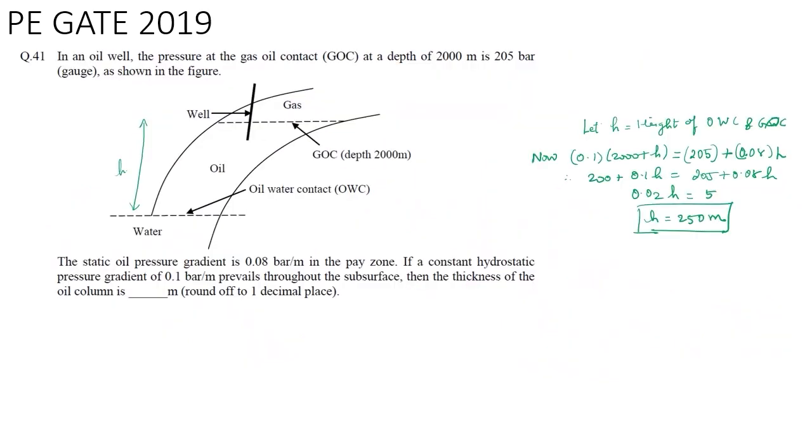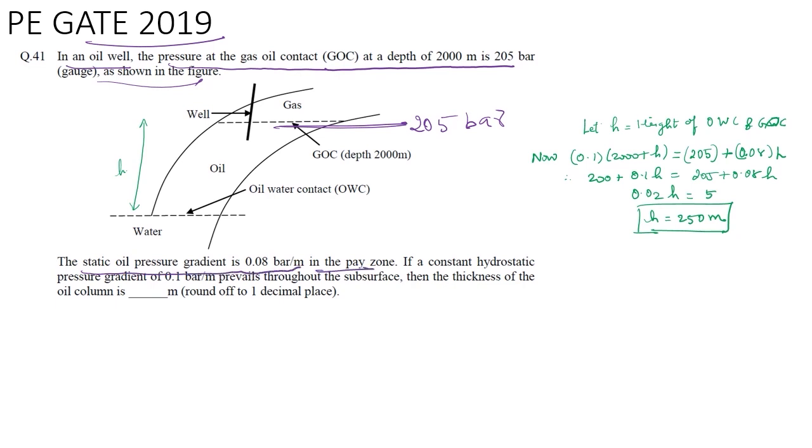This particular question was asked in GATE 2019. Again, it's a very simple numerical. Let's look at the question. In an oil well, the pressure at the GOC at a depth of 2000 meter is 205 bar. That means at this depth my pressure is given as 205 bar. The static oil pressure gradient is 0.08 bar per meter in the pay zone. For this particular column of oil, my static oil pressure is given as 0.08 bar per meter.